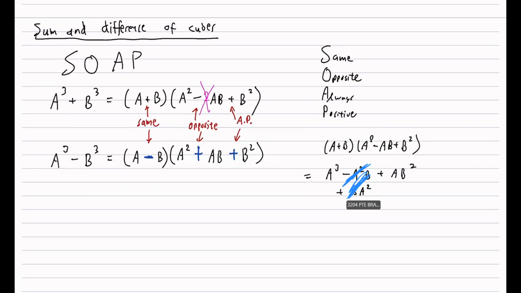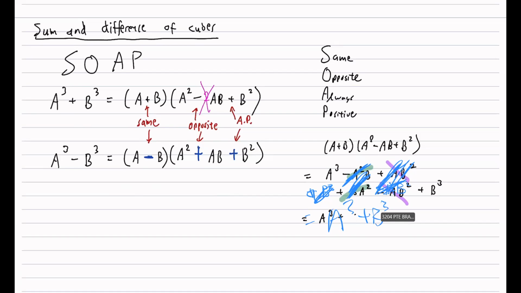Okay, and what else? B times negative ab, you get negative ab square. Again, they cancel off. And then plus b times b square, which is b cube. Yes, cancel. And at the end of the day, you're left with a cube plus b cube.